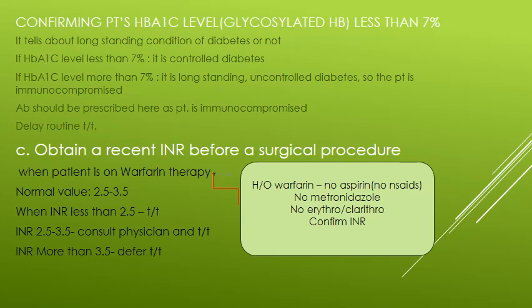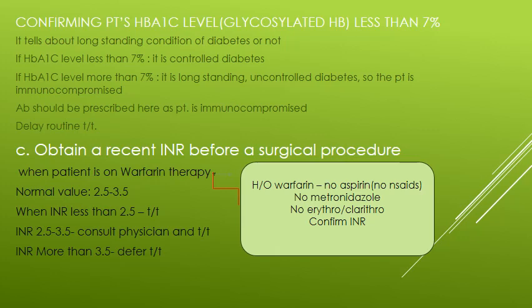So the option is confirming the patient's HbA1c level, that is glycosylated hemoglobin, is less than 7%. Whenever you see diabetes in the history, look for this option. It tells you whether it is a long-standing condition of diabetes or not. If HbA1c level is less than 7%, it is controlled diabetes. If HbA1c level is more than 7%, it is long-standing, uncontrolled diabetes.